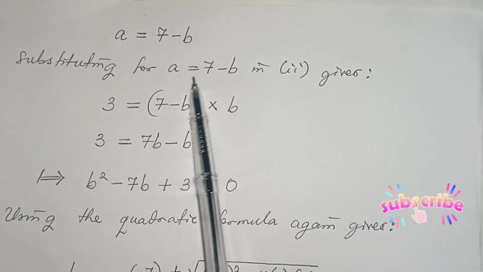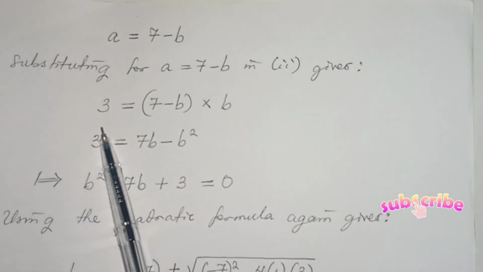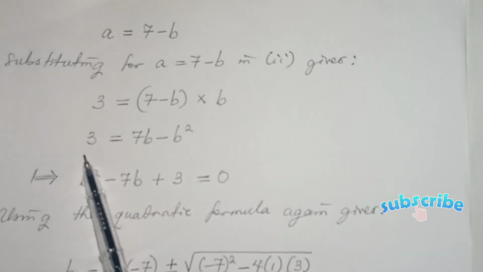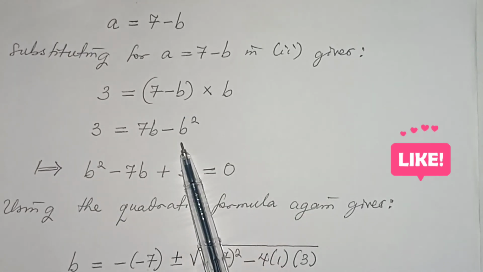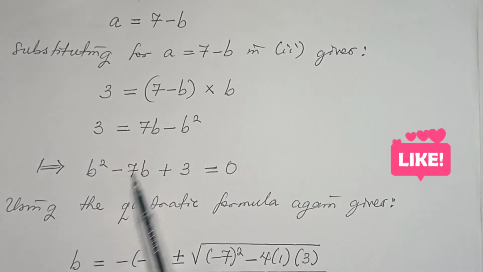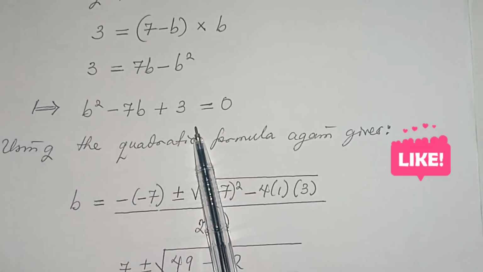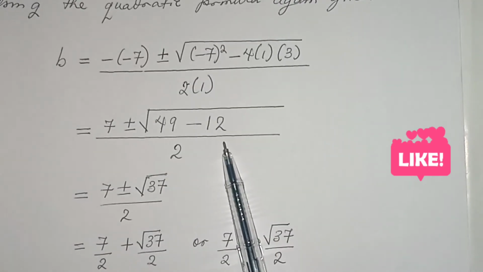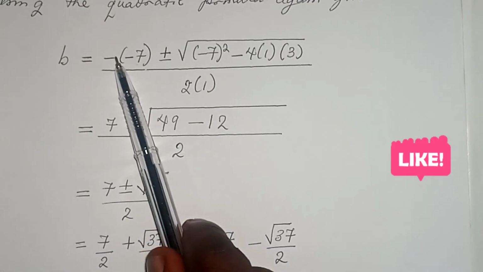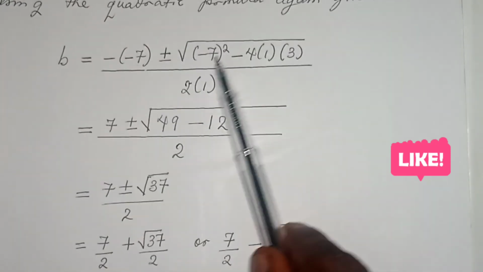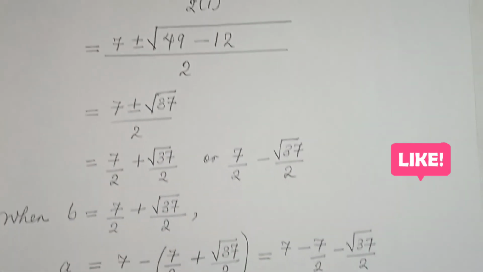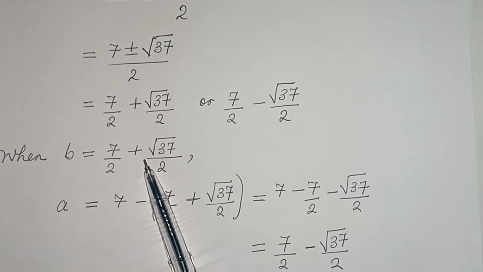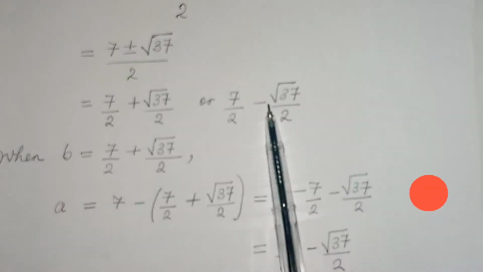Now when you substitute for a equals 7 minus b in equation 2, that will give you 3 equals 7 minus b times b, which reduces to 7 times b equals 7b, and b times b gives you b squared. So 3 equals 7b minus b squared reduces to this when rearranged. Now if you use the quadratic formula again, which I would want you to check thoroughly, you will end up having minus, in bracket, minus 7 plus or minus square root of minus 7 all squared minus 4 times 1 times 3 reduces to the final answer we got here as this for b, or this for b.